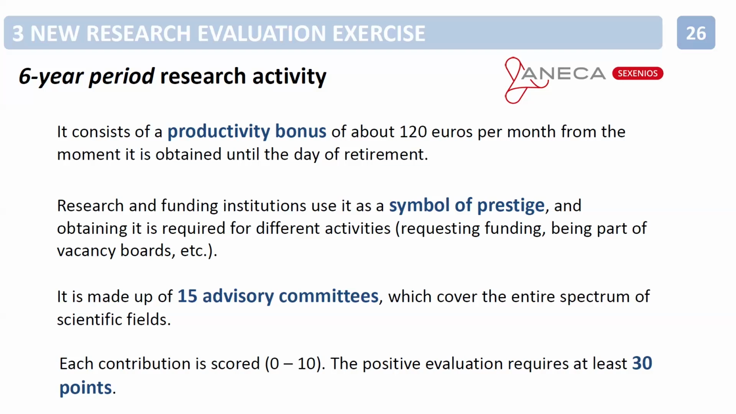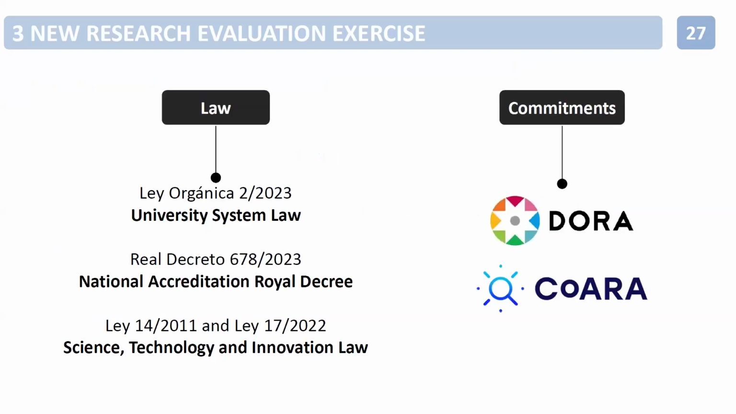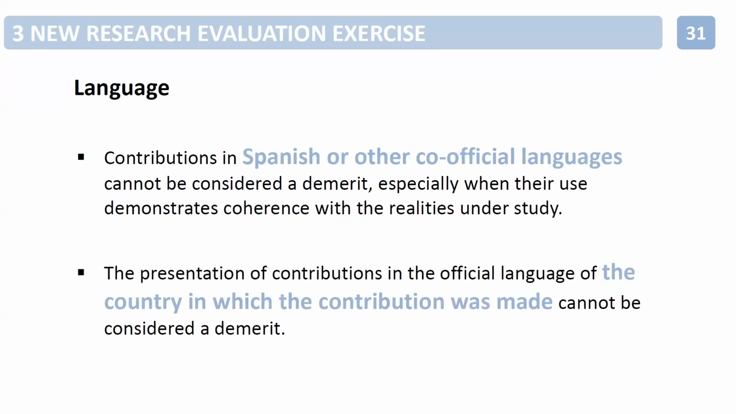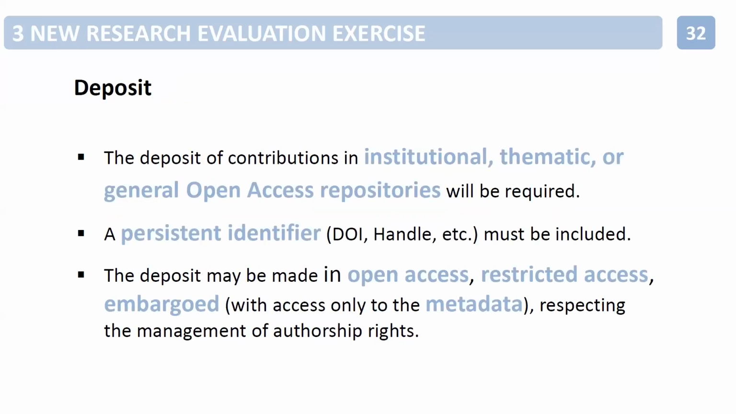Scholars have to provide 5 contributions in 6 years, and each of the contributions is scored from 0 to 10. Okay, and you need to receive 30 points to receive the positive response by the government. So I will go forward, and I will put my time in the most important things.